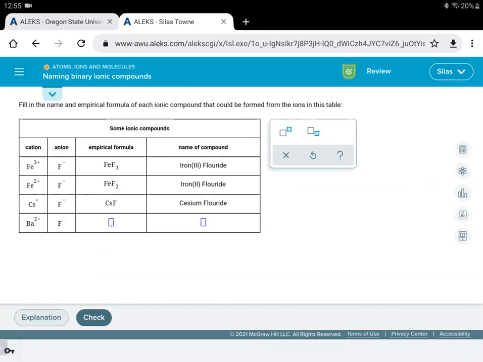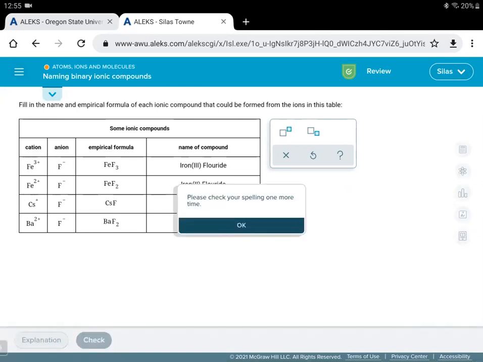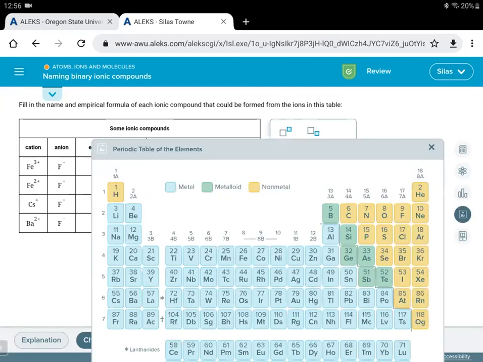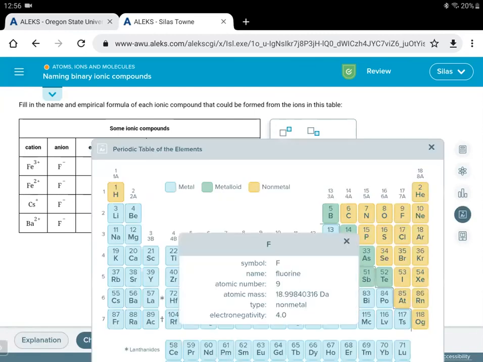And now here we have barium, which is in the second column. And again, it's a +2, so we need 2 of those fluorines to charge balance. But we're not going to call it difluoride. We're going to call it barium fluoride. Let's check our spelling.